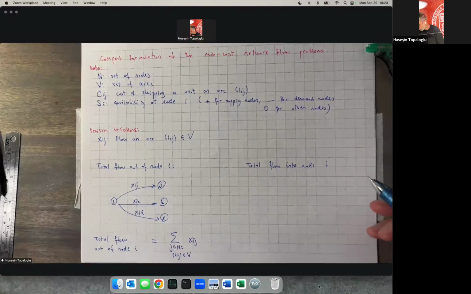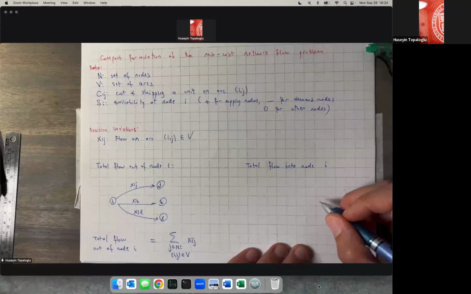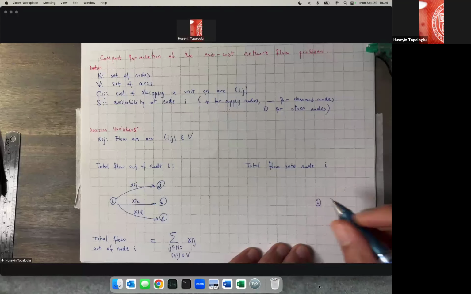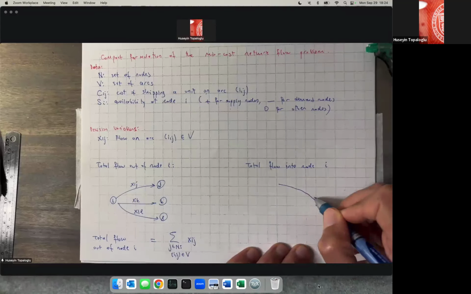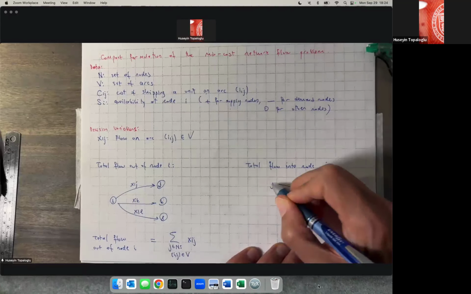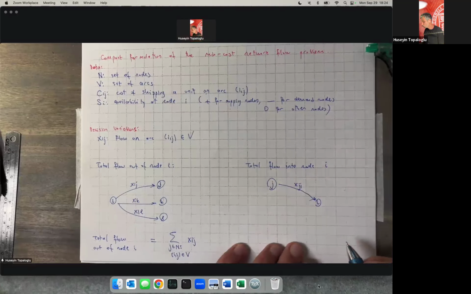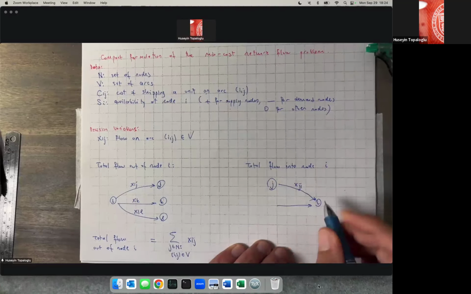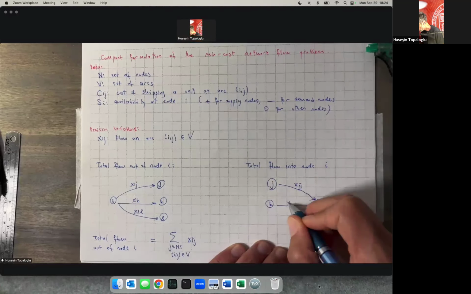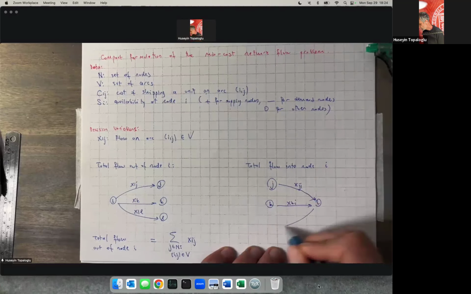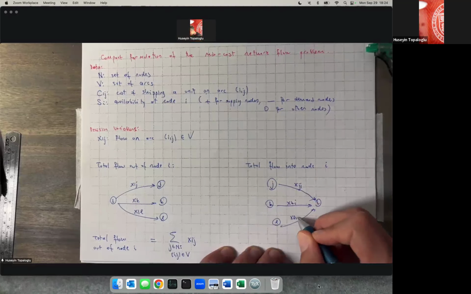Let's draw a similar picture. So I'm trying to write the total flow into node i. Here's my node i. Total flow into node i. I can come to node i from node j. The flow is here, xji. I can come to node i from node k. The total flow over here is xki. I can come to node i from node l. The flow here is xli.